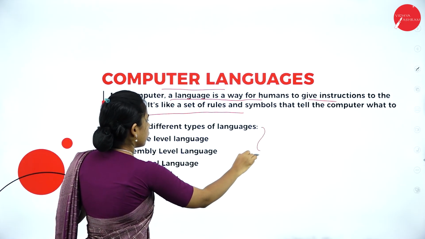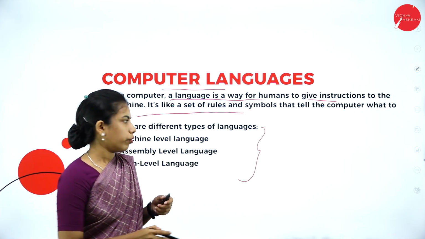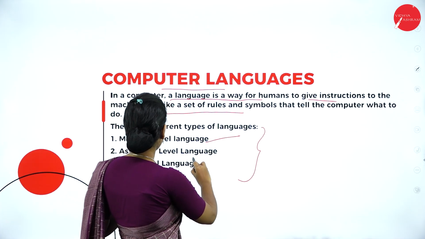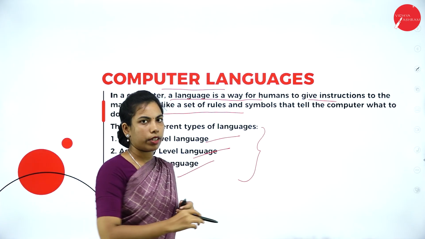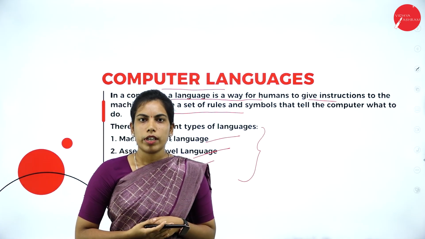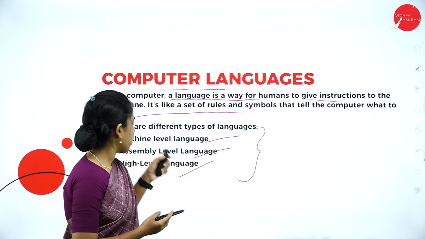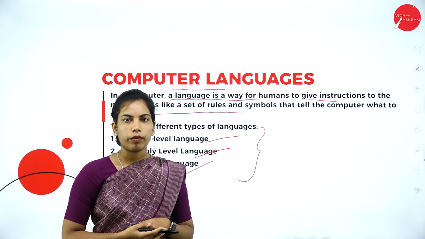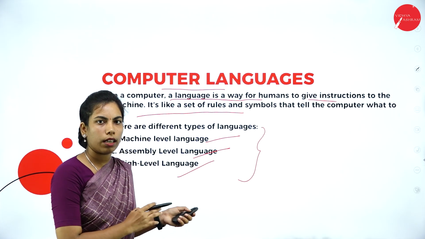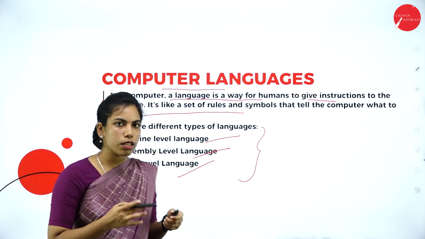So there are three main types of computer languages. The first one is machine level language, then assembly level language and high level language. We can call machine level language and assembly level language low level languages. High level language means we see high level languages only. So let's discuss one by one.